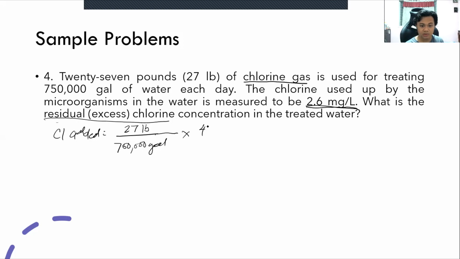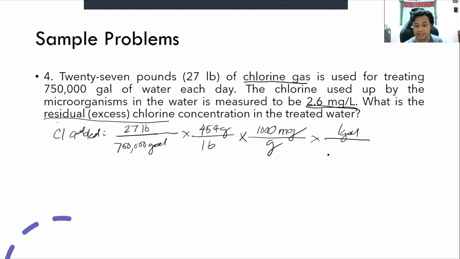Okay, so 454 grams is in 1 pound. You've learned this in the mole video that I have shared. And then converting grams to milligrams, and then we have 1 gallon, which is equal to 3.785 liters. Okay, so if you get the answer using your calculator, you will have 4.32 milligrams per liter. And then to get our residual, just subtract 2.6 from 4.32.